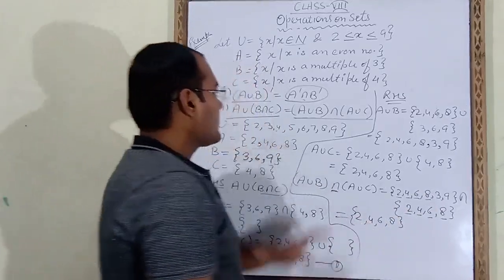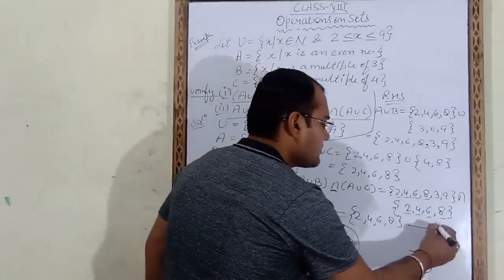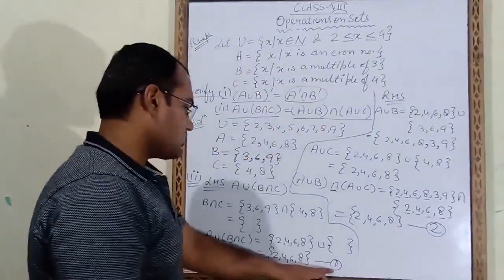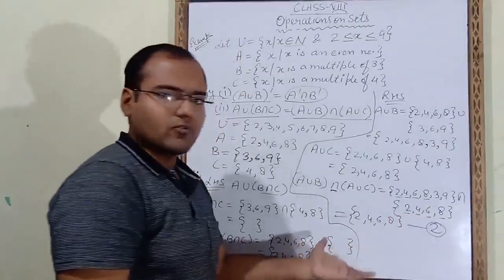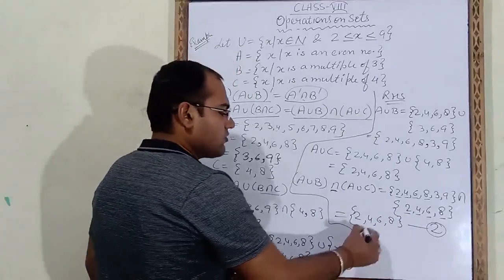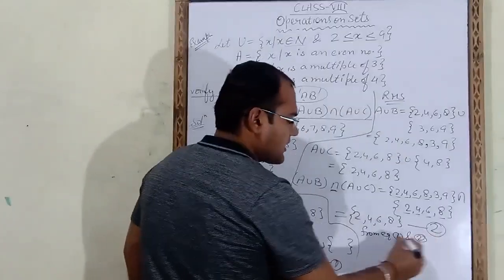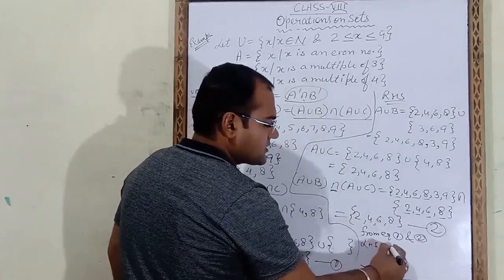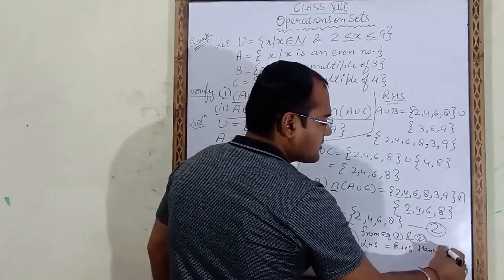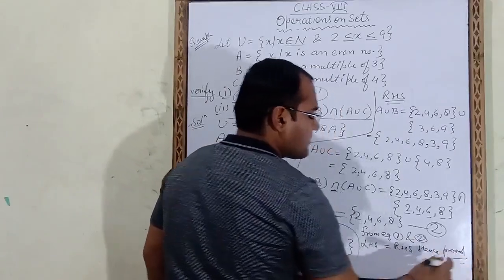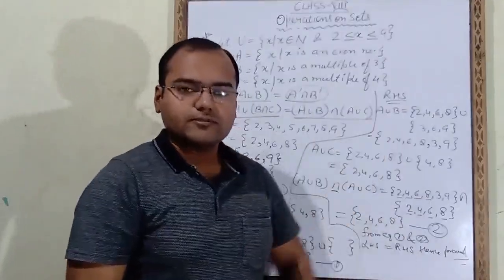So now the right hand side we have solved. So this is equation number 2. In equation 1, the answer 2, 4, 6, 8 is coming. In equation 2, the answer 2, 4, 6, 8 is coming. So from equations 1 and 2 we can say the left hand side answer is equal to the right hand side answer, hence true. Like this you have to do such questions.